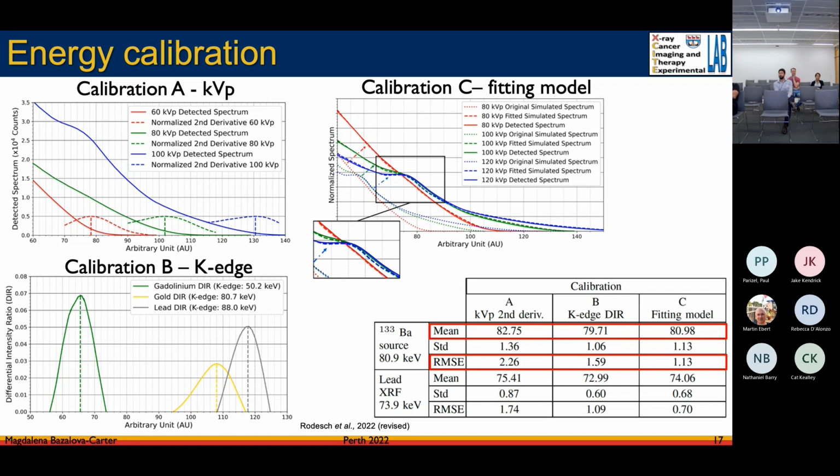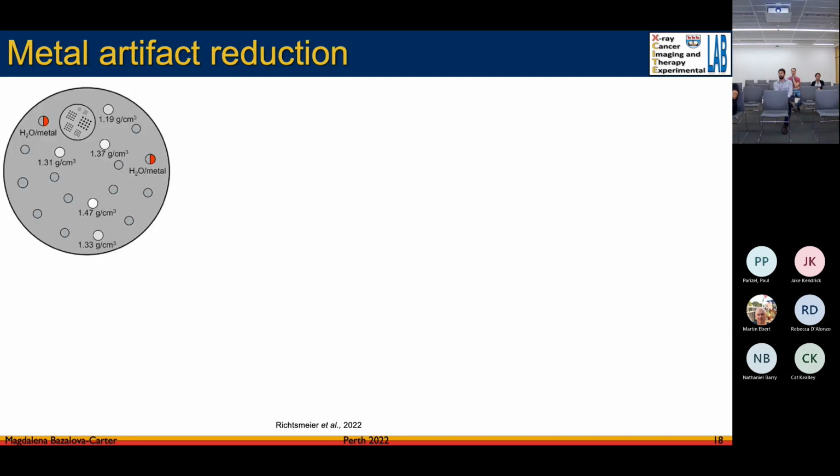I don't know why it had to be us, but anyway, that was kind of an interesting study, but again, very time consuming. We have to make sure that the energy calibration is done properly, but it seems like for CT imaging, it doesn't quite matter.